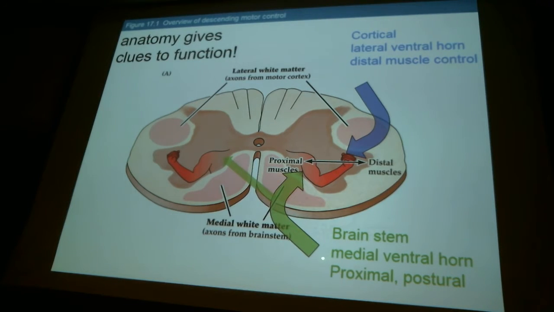And the brainstem inputs are coming down and making these sort of bilateral inputs to the proximal muscles. Again, you can kind of remember this is bilateral because things along the midline, it's a little easier to kind of branch off and cross over.